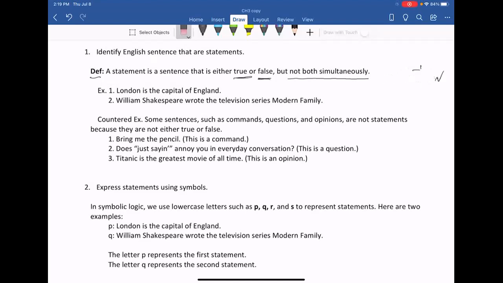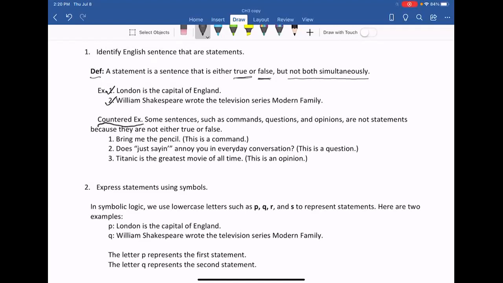For more examples, let's see. The first one, London is the capital city of England. This is a true statement. Second one, William Shakespeare wrote the television series Modern Family. This is a false statement. So this one is also a statement.